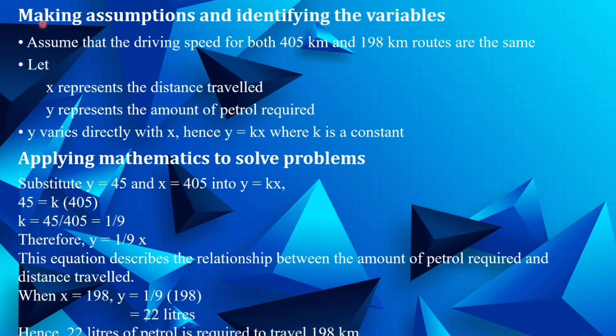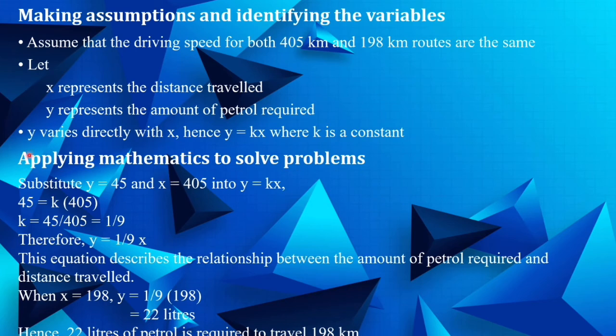The second part, we need to make assumptions and identify the variables. First, we need to assume that the driving speed for both the 405 km and 198 km routes is the same, and we let x represent the distance traveled, y represent the amount of petrol required, and y varies directly with x, hence y equals kx, where k is a constant.